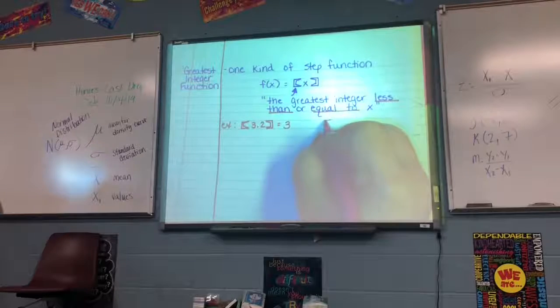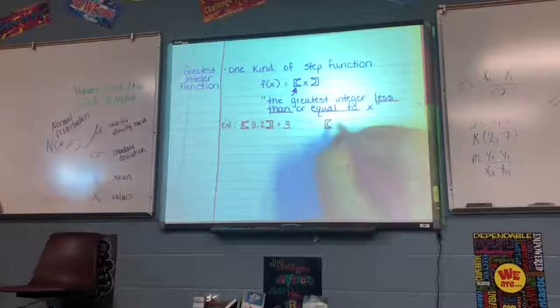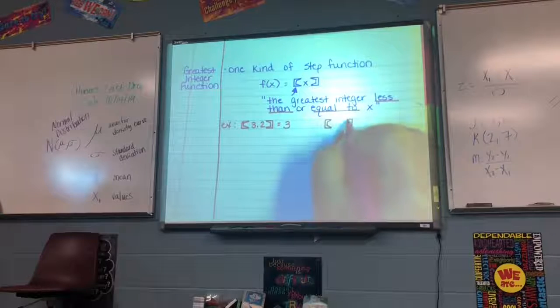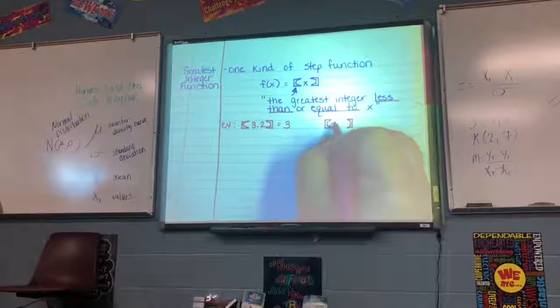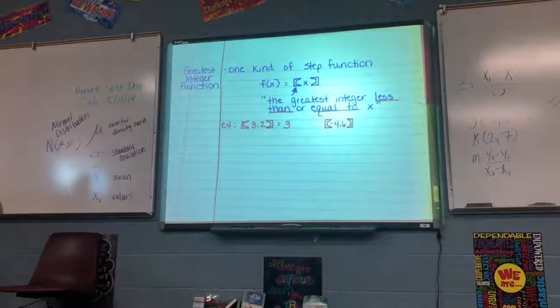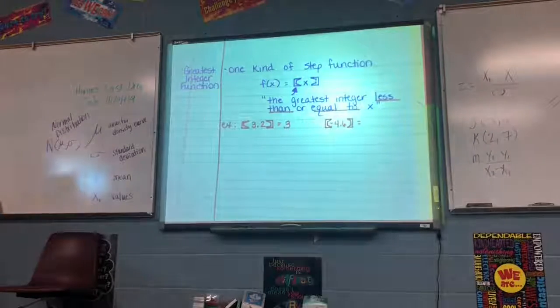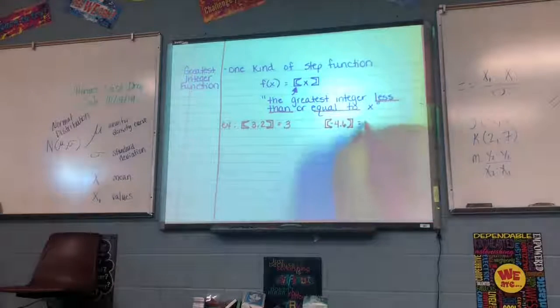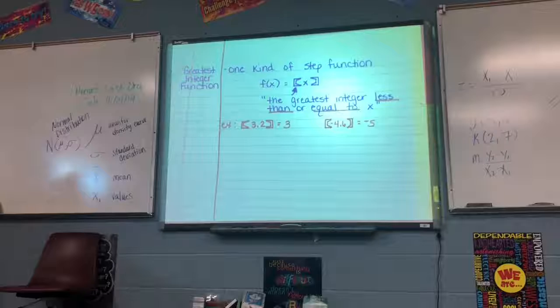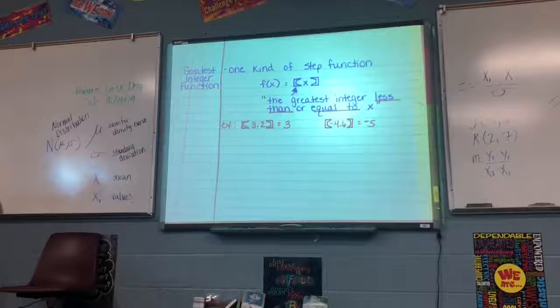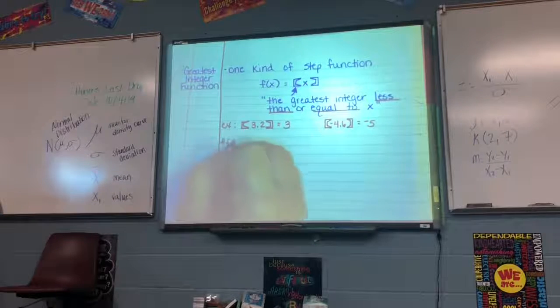What about negative 4.6? What is the greatest integer function of negative 4.6? Negative 5. Could have been negative 4 or negative 5. Negative 5 is the less than, right? Okay.